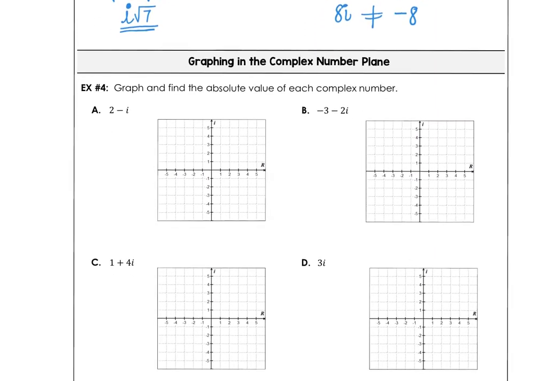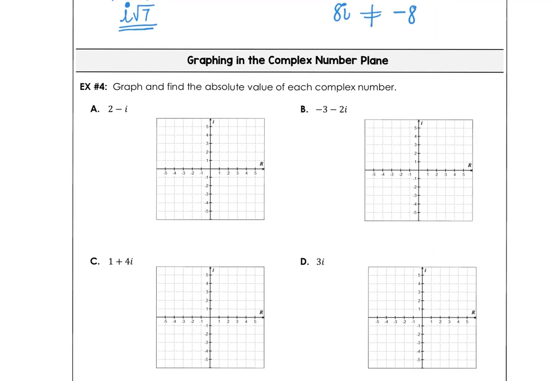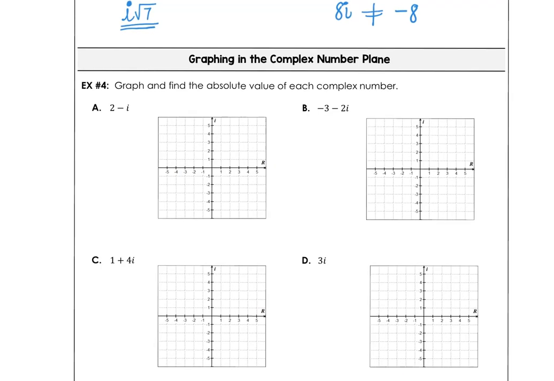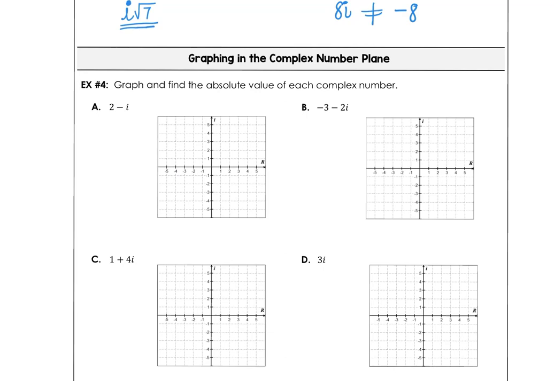Example 4, we want to graph the absolute value of each complex number. So thinking about the graph of 2 minus i, if we go 2 units right and 1 unit down, that dot, or that point right there, is the representation of the letter A. Now if you think about the distance here, we're going 2 units right and 1 unit down, so the length of the hypotenuse, that's going to be our absolute value.